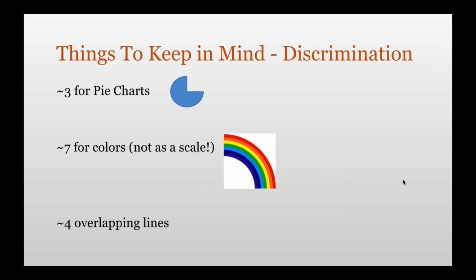And then lastly, some general tips about discrimination. Here, with pie charts, I mentioned that in general you don't want too many categories in a pie chart because of the area problem. This is just some general rules of thumb.